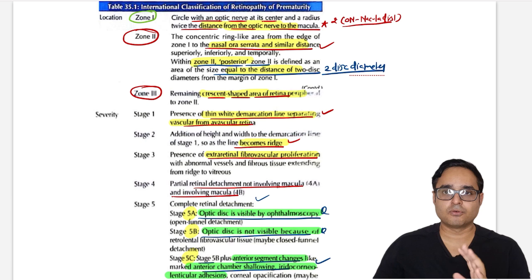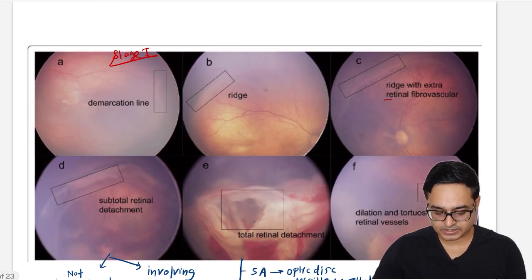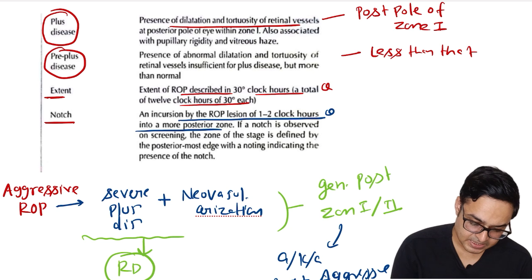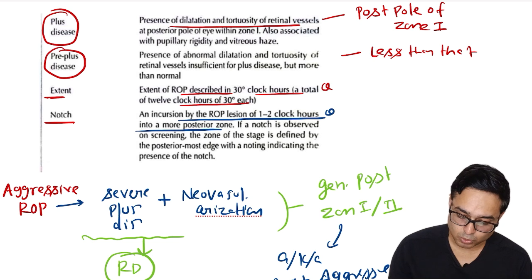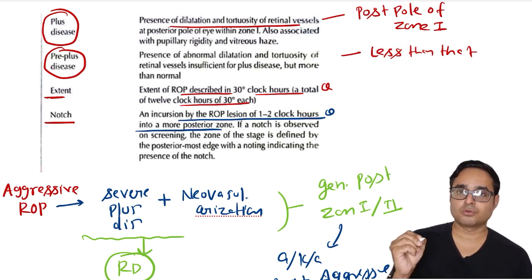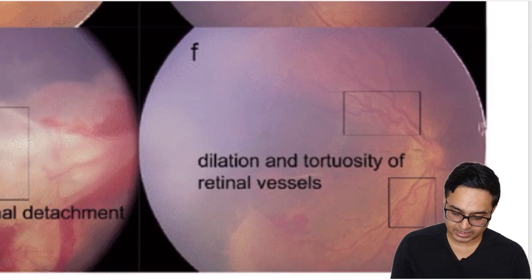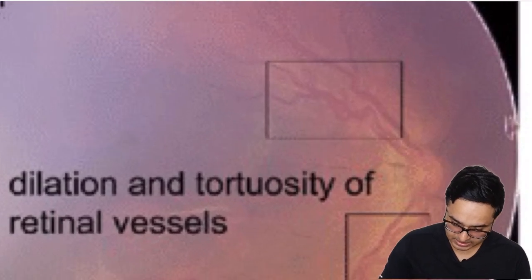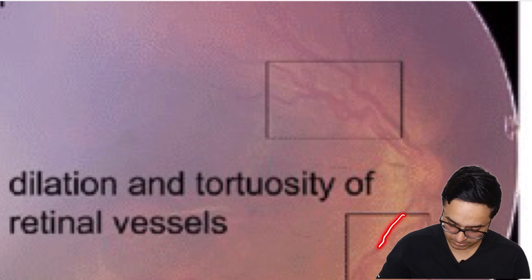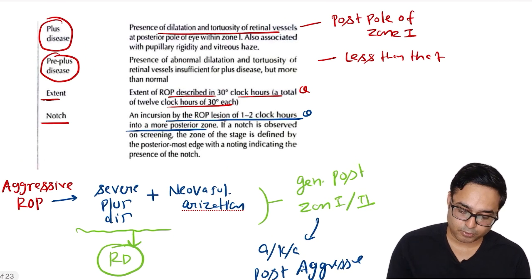Now we will move forward to other things which are included in the definition of this. So first thing is, what is plus disease? Plus disease is presence of dilatation and tortuosity of retinal vessels at the posterior pole of the eye within zone 1. So this posterior pole of zone 1, which has dilatation and tortuosity of vessels, will be called plus disease. In this diagram you are able to see dilatation and tortuosity of retinal vessels. This is dilatation and this is tortuosity. I think you're able to differentiate between them. So this will be called plus disease, and this is seen in the posterior pole of zone 1.